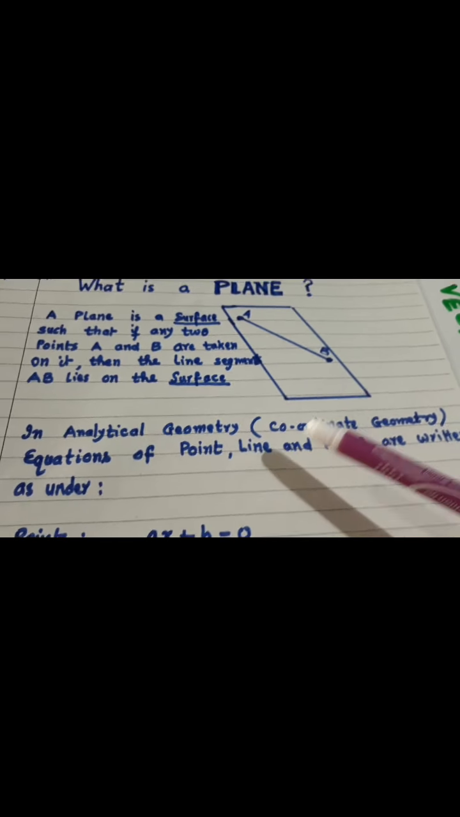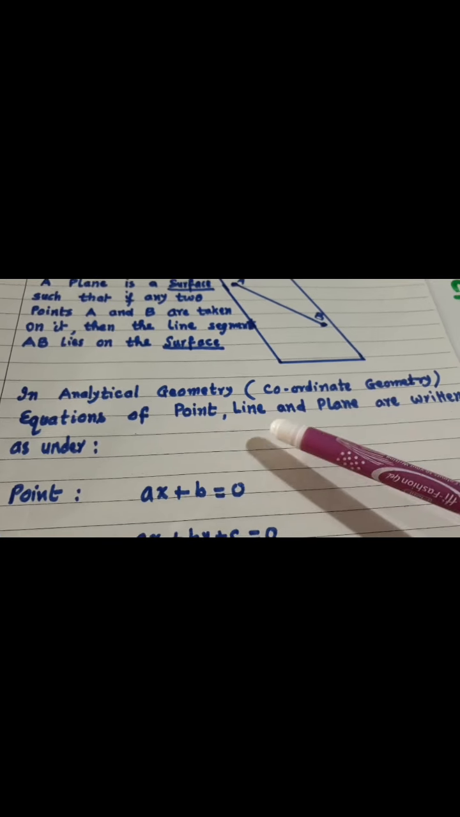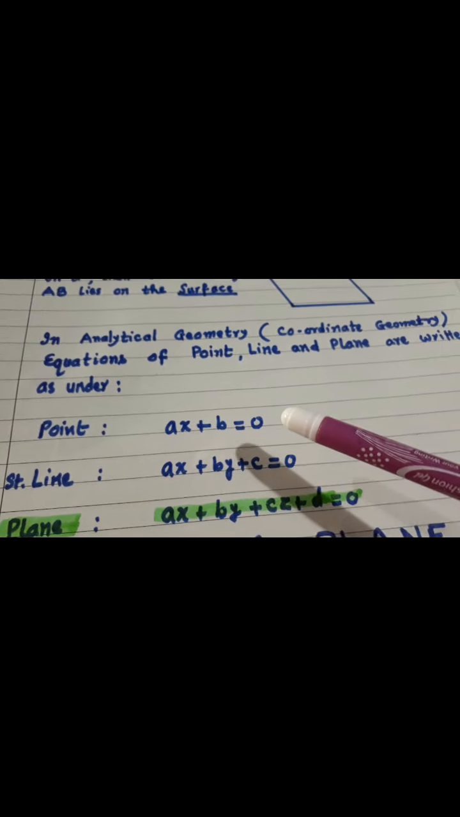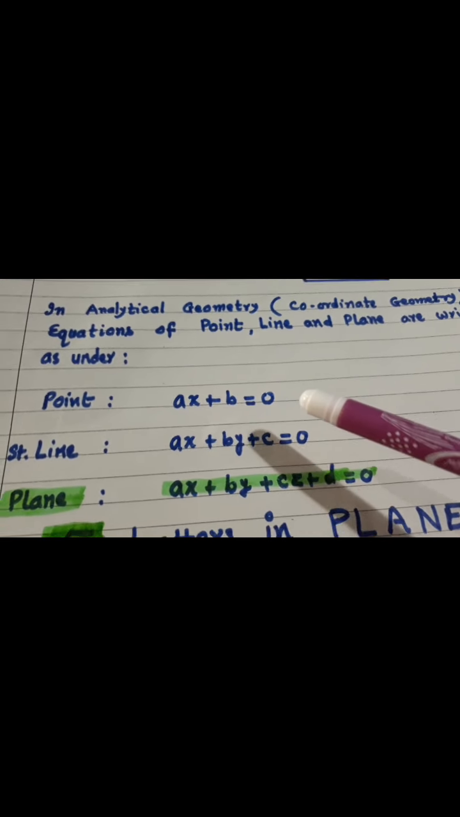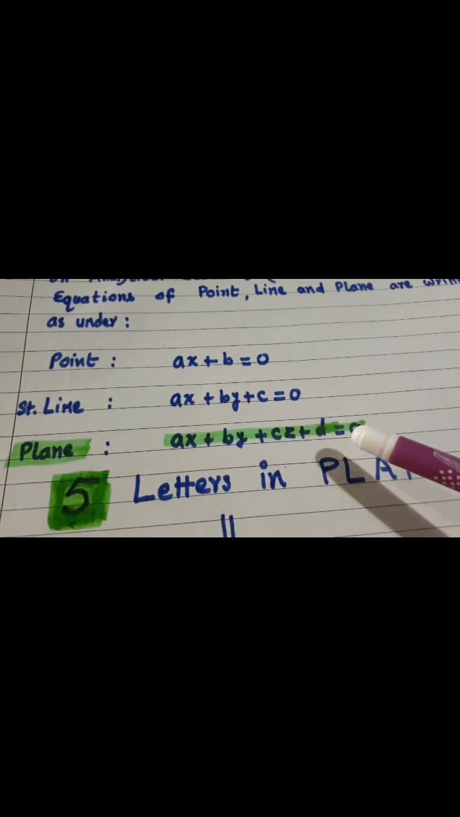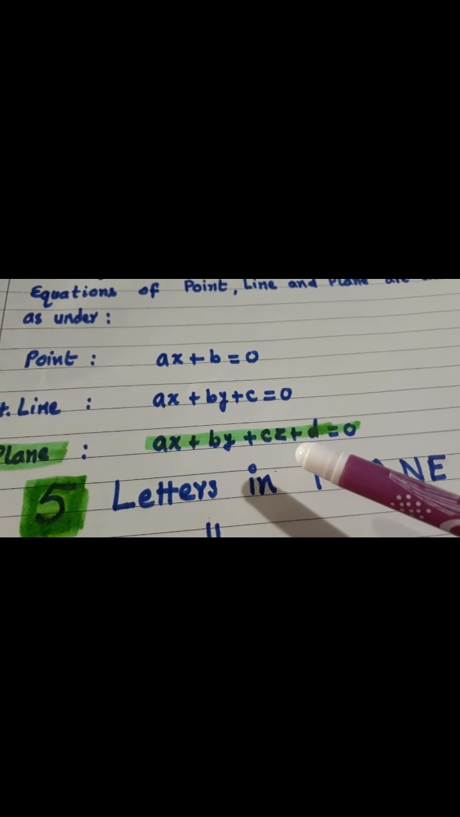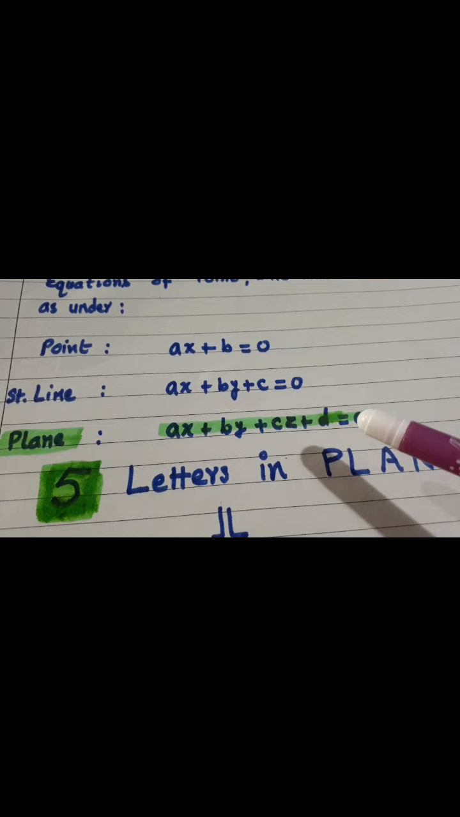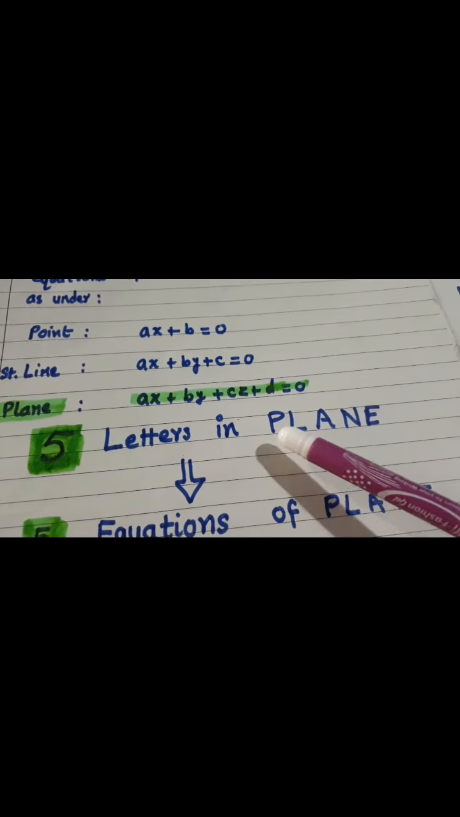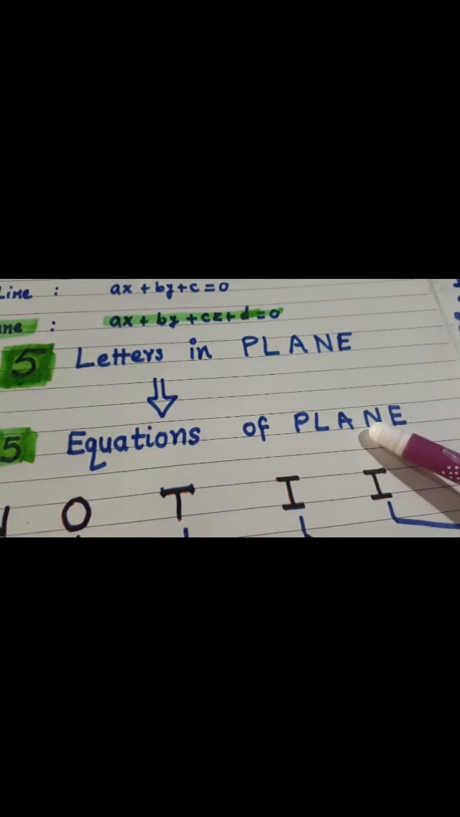So in analytical geometry or coordinate geometry, equation of a point, line and plane are written as under. Point is ax plus b equal to 0. Straight line ax plus by plus c equal to 0. And the plane is written like this: ax plus by plus cz plus d equal to 0. So there are 5 letters in the word plane, P, L, A, N, E, and there are 5 equations of plane. Naughty.